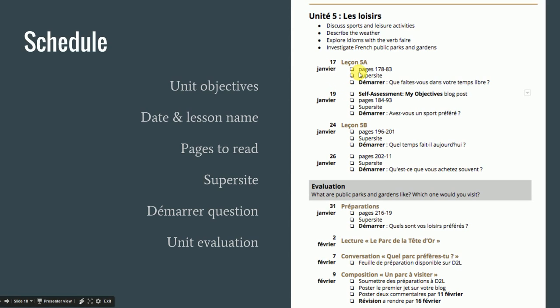Every single day there's an articulated set of pages to read. You need to read over these in your textbook before you begin anything else. There's always SuperSite homework, right? And then there's always a démarrer question.